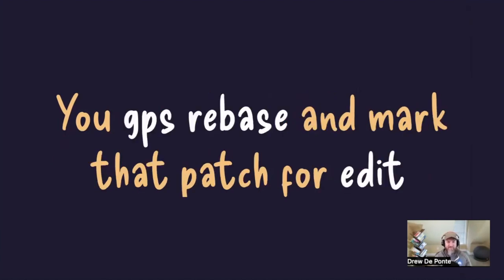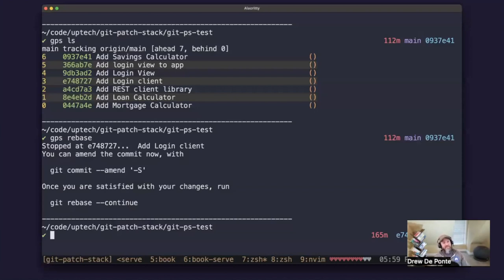All right. So we do a GPS rebase. We flag that patch for editing. And then we get this. Dumps out and it says GPS rebase stopped at E748727 add login client. So we know we're in the middle of a rebase because we just kicked it off and we told it to stop in the middle of a rebase so we could edit a patch in the middle. And we know that it stopped at the one we requested it to stop at.